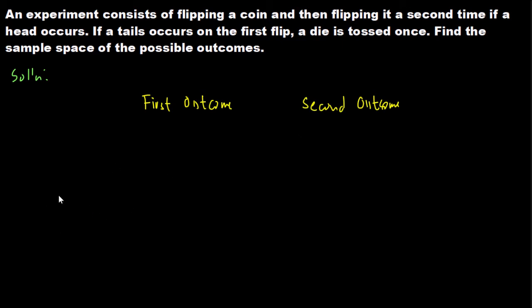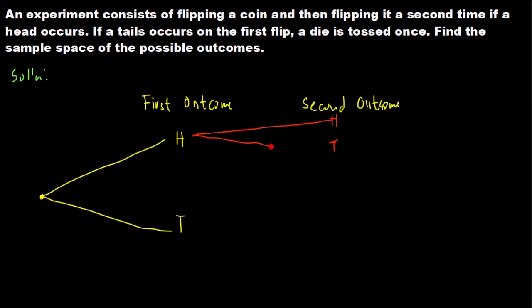So this will be our starting point, the moment at which we toss the first coin. For our first outcome, we have two possible outcomes: the head or the tail. Now for our second outcome, if the first landed on head, we will be tossing the coin again, because that is how the experiment is designed. So our second outcome could again be a head or a tail.